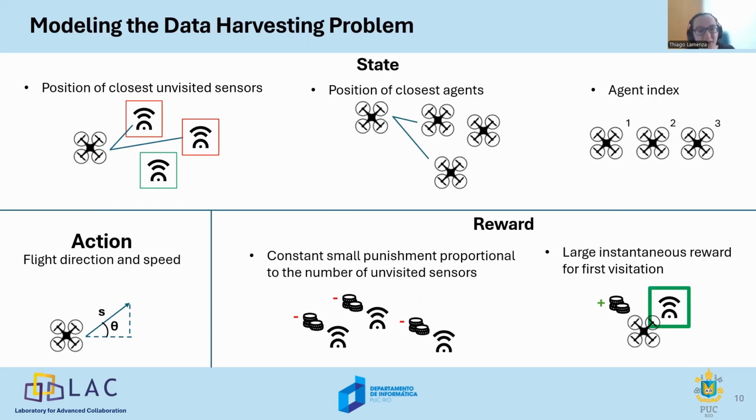Our reward has two parts. The first one is a constant small punishment that is proportional to the number of unvisited sensors. So there's a negative signal that lessens as the agents visit more sensors. And there's also a large instantaneous reward for when sensors are first visited.